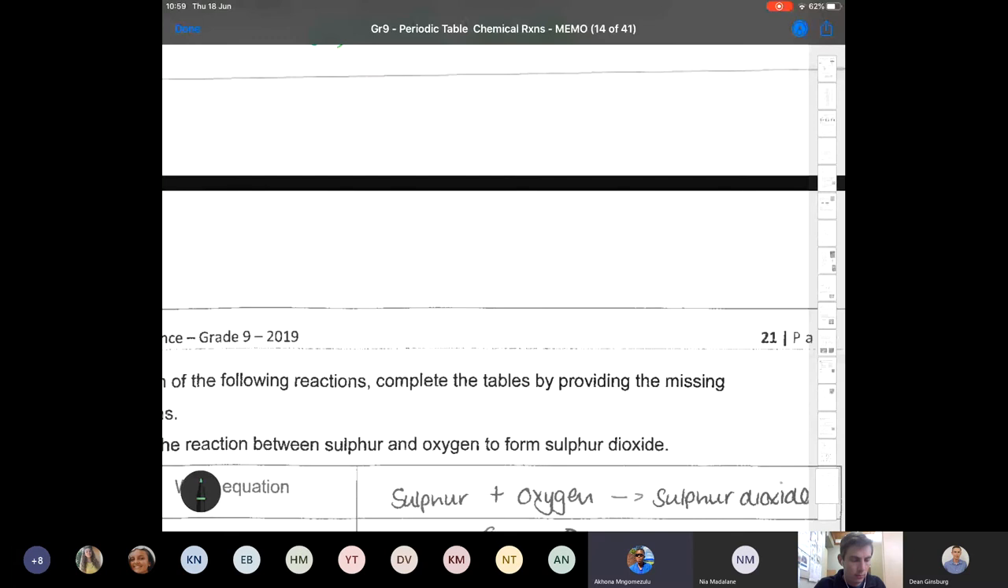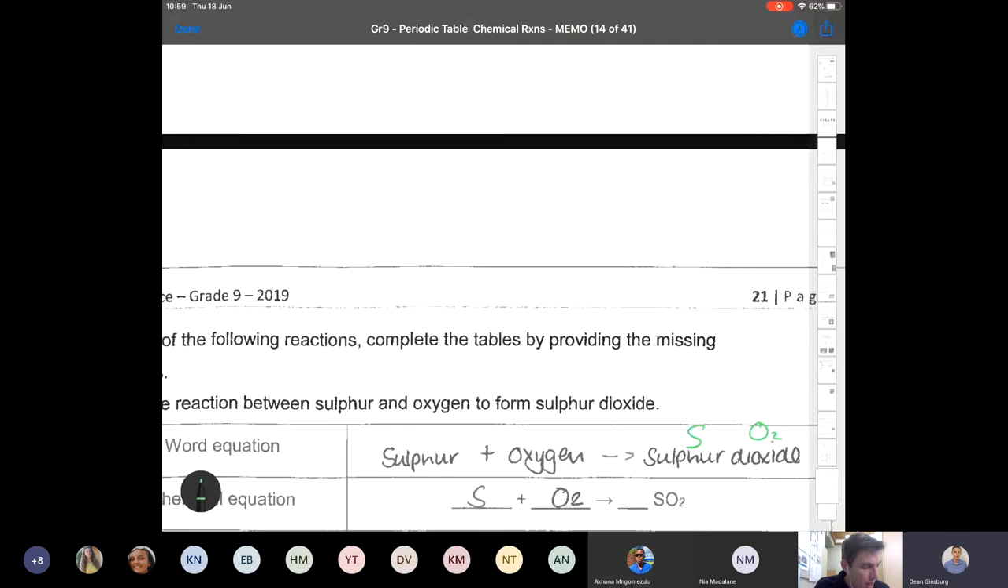So just combine them. S plus O2. S, sorry, I left it out for good, sulfur. So sulfur dioxide. Sulfur would be S, dioxide would be O2. All right, so S plus O2 gives SO2. And then here's the picture equation. So do a little key to show what the symbols are.